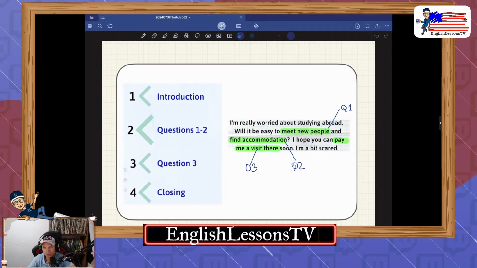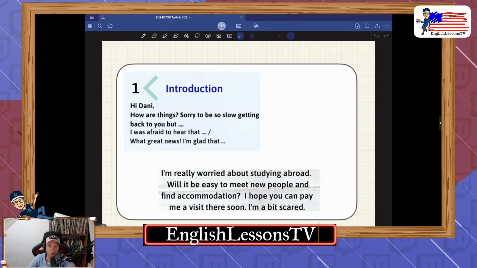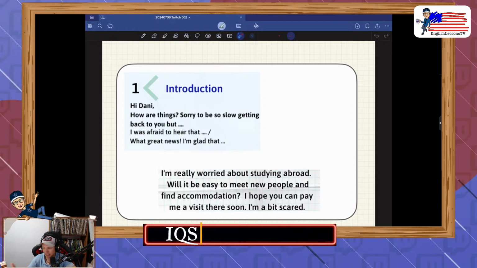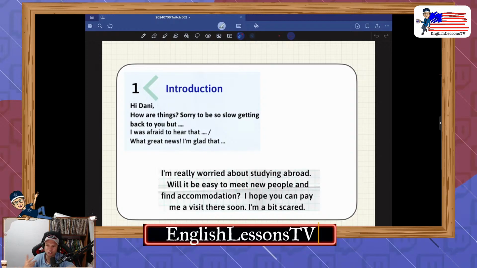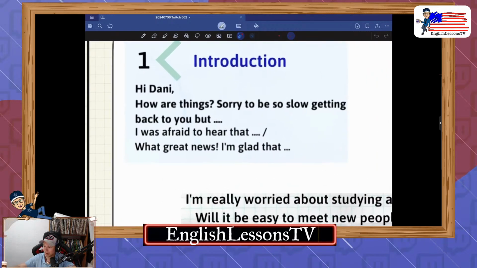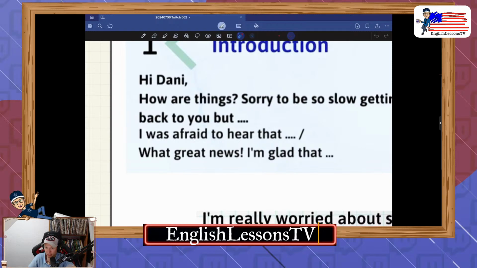Okay. So let's see the introduction. In the introduction, you have the hello Danny, or hi Danny. Then second line, how are things? You should try to include at least one line where you're showing commitment or camaraderie, okay? That you are interested in their friendship. Sorry for being so slow, or sorry to be so slow getting back to you, but I was busy with my exams. Then, depending on the information received, you might react positively or negatively to the piece of news.